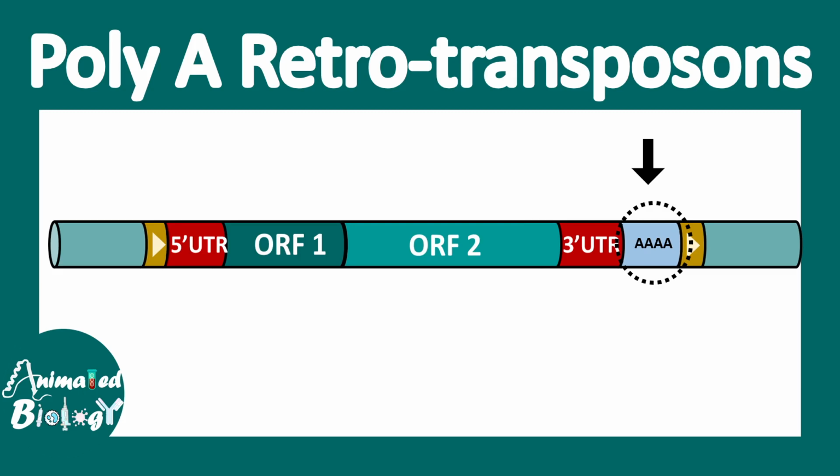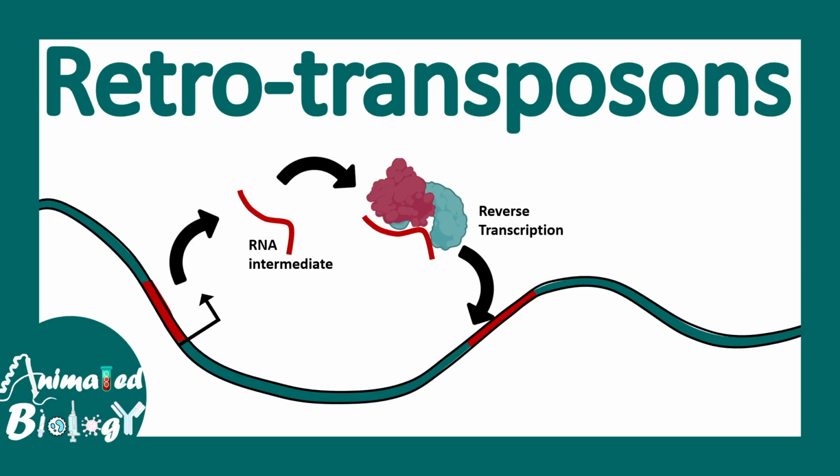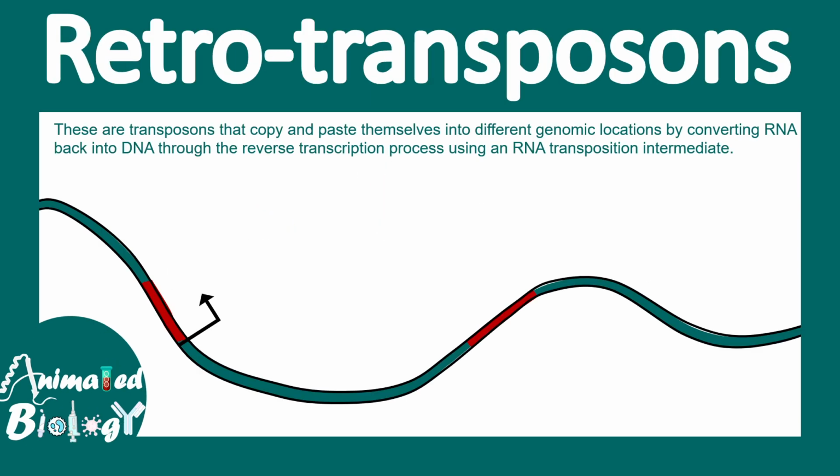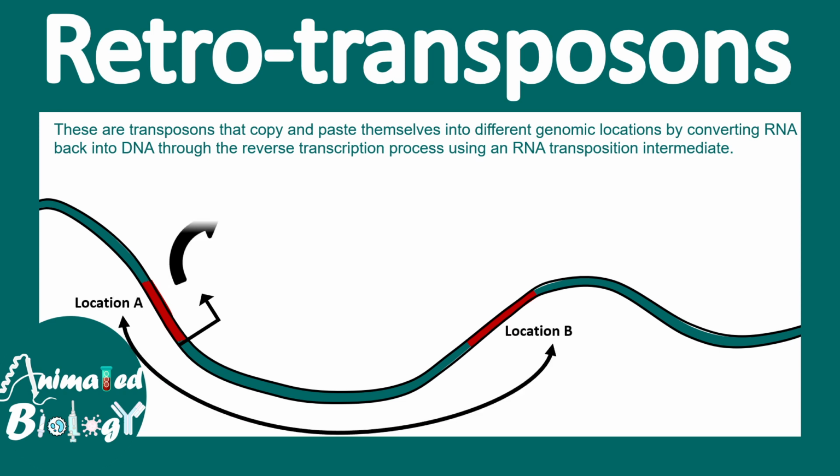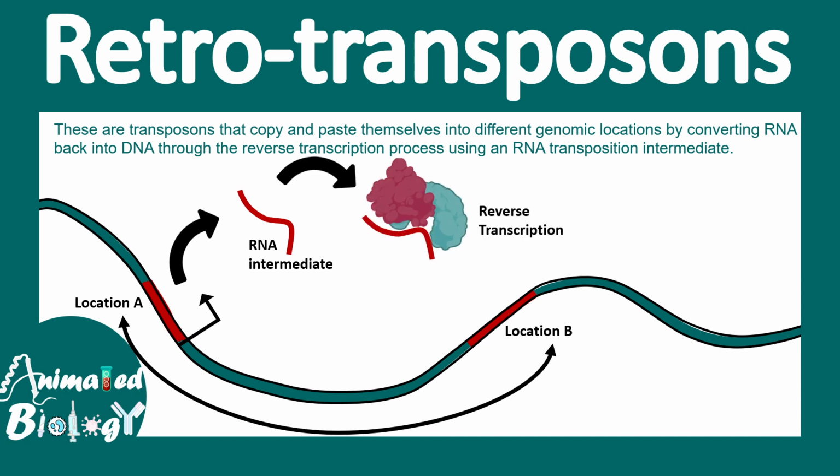In this video, we'll talk about the poly-A retrotransposons. So let's first talk about retrotransposons. Retrotransposons are a specific type of transposons which can hop from one location A to location B with the help of an RNA intermediate. And in this process, it requires the help of a reverse transcription reaction, and ultimately it moves into a new location.